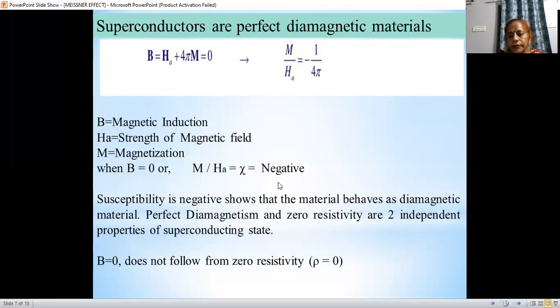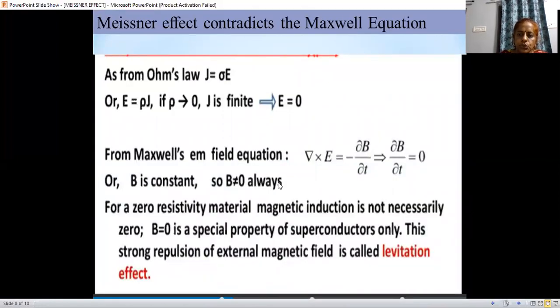Here, in order to derive the perfect diamagnetism nature, what have we used? We have used B to be 0. We have not used rho to be 0. Rho is the resistivity, and for superconductors, resistivity is 0. So now we will show that diamagnetism and zero resistivity are both important factors for superconductors, but they are independent properties exhibited by the superconducting state. We'll show this through the Maxwell equation. And the Meissner effect contradicts the Maxwell equation.